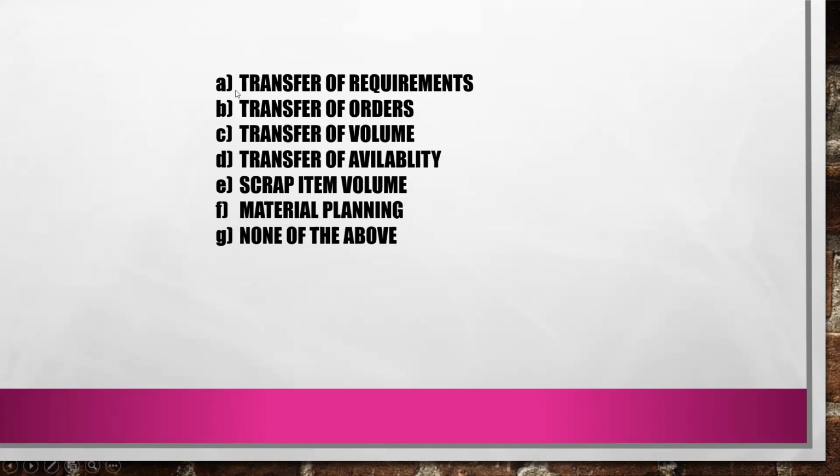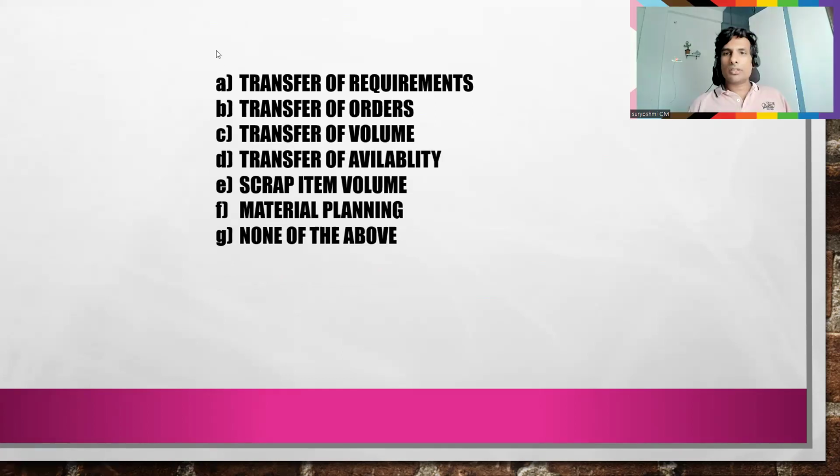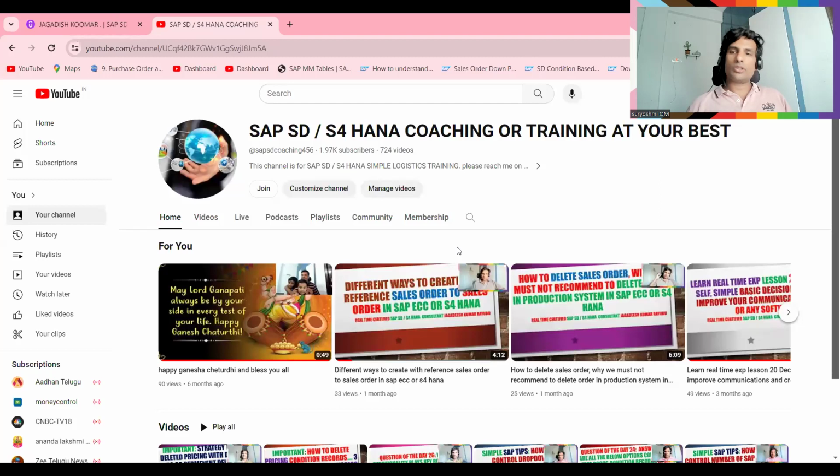So the answer is A. B, C, D, E, F, G, all are the wrong answers. Transfer of requirements is one of the functionalities. You can find that one in the schedule line category. Okay. So all the remaining options are there to confuse you. Even D is also not the correct answer. Answer is A.